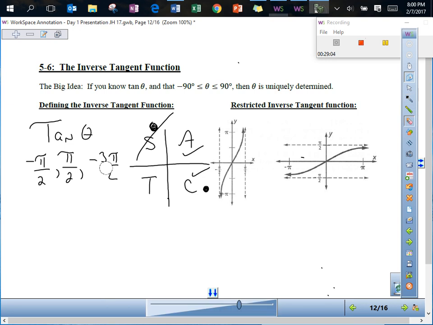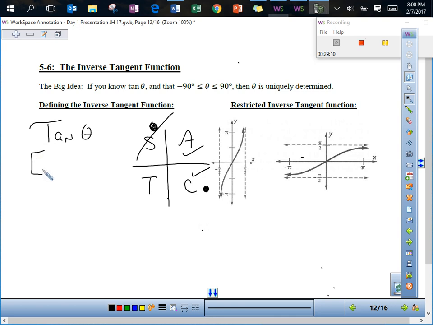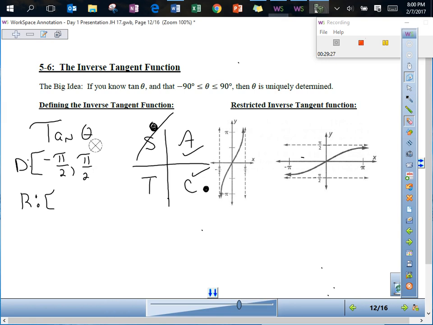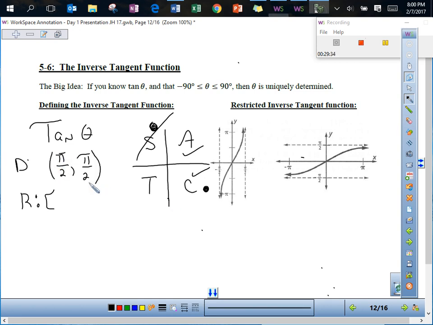Here's what that means for us. When we deal with the tangent function, our restricted domain is going to be from negative pi halves to pi halves. That's going to be our domain. Our range then is going to be negative infinity to infinity. And guys, I've got to correct something real fast. These are parentheses on those. You can't include them because those are asymptotes. And then my range is going to be negative infinity to infinity.